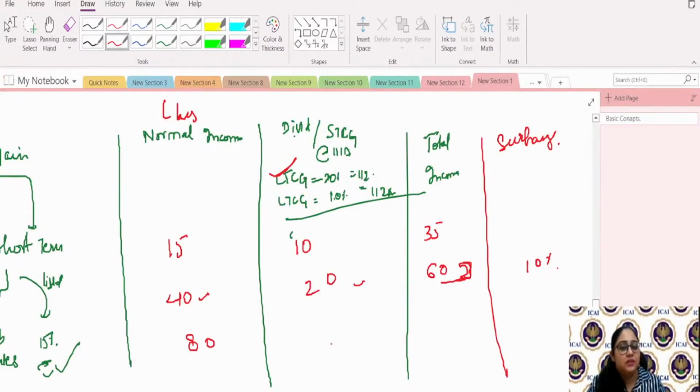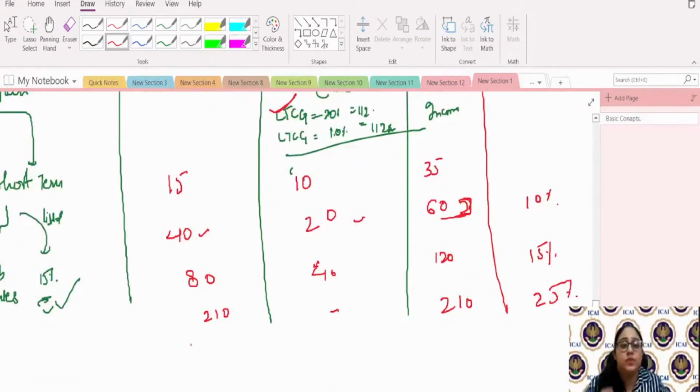Next. Normal income 80 lakhs. Special rate income 40 lakhs. Total income is 1 crore 20 lakhs. How much surcharge would be here? 15%. 80 lakhs at normal tax, 40 lakhs at 20%. You calculate the total tax and apply 15% on it. Any issue? No issue. Next, normal income 2 crores 10 lakhs, no special rate income. Slab rate will apply, and how much surcharge? 25%, because income is more than 2 crore. Correct?